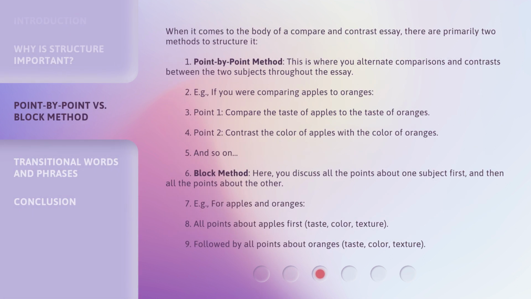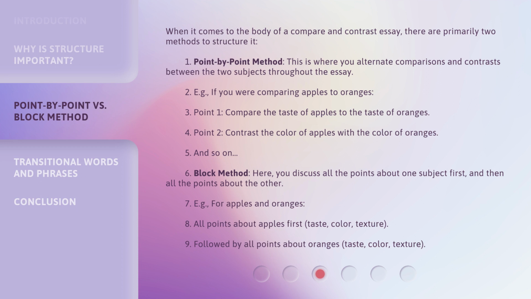When it comes to the body of a compare and contrast essay, there are primarily two methods to structure it. 1. Point-by-point method. This is where you alternate comparisons and contrasts between the two subjects throughout the essay. For example, if you were comparing apples to oranges. Point 1. Compare the taste of apples to the taste of oranges. Point 2. Contrast the color of apples with the color of oranges. And so on.